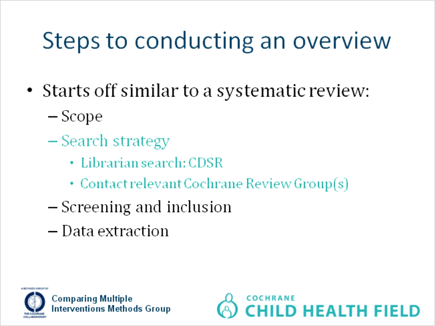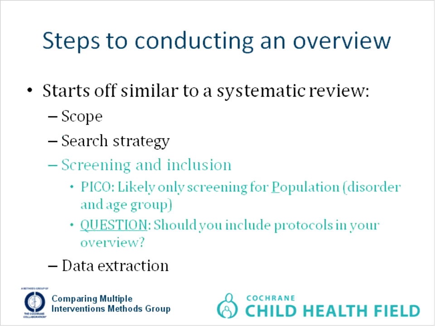So next is the search strategy. And searches for overviews are typically simpler than searches for systematic reviews. That's because if you're doing a Cochrane overview that only includes Cochrane reviews, you only need to search the Cochrane library. So you only need to search one database. It's also helpful to contact relevant Cochrane review groups just to ensure that you haven't missed any relevant reviews in your search. They're often very helpful with that.